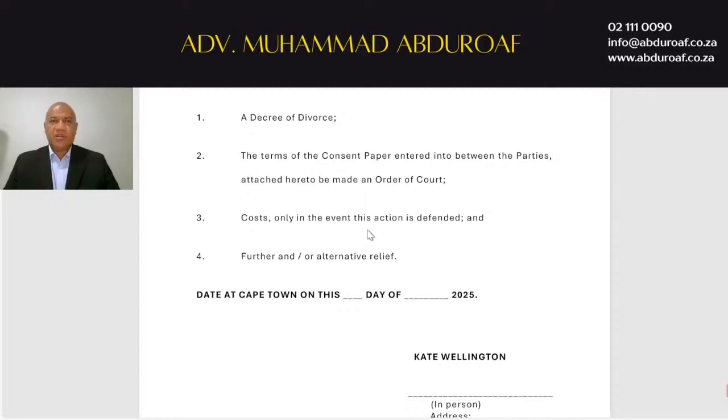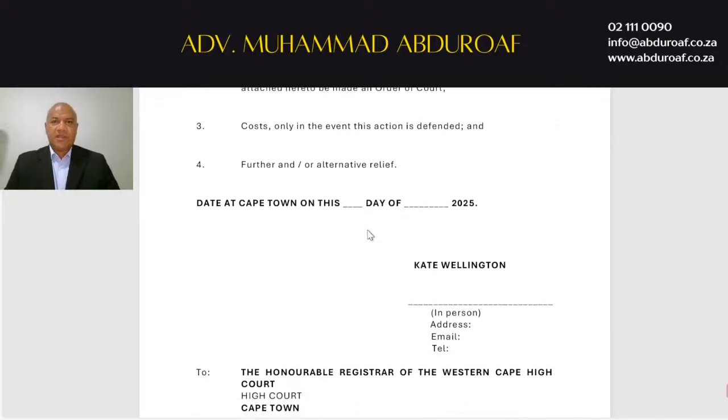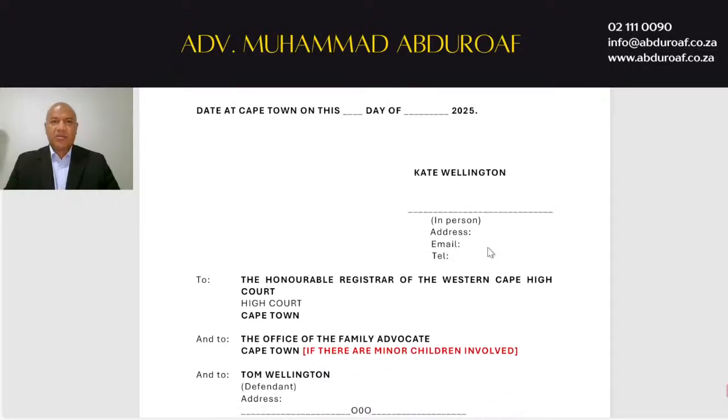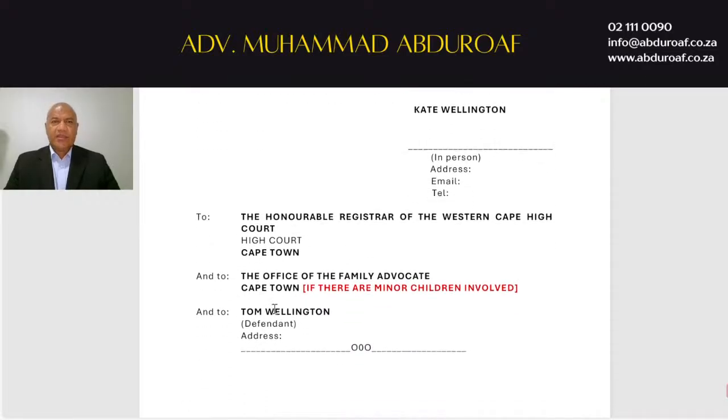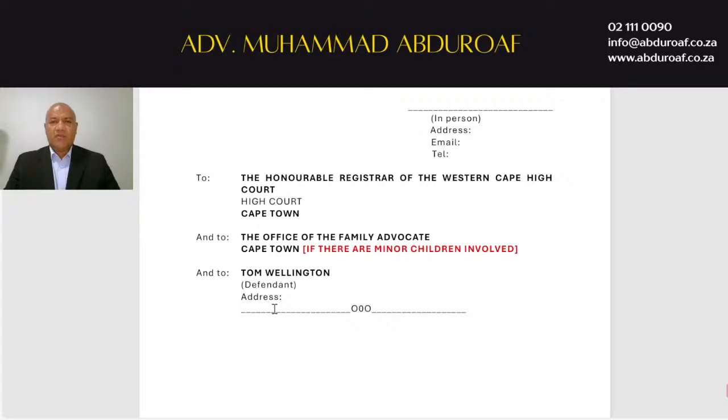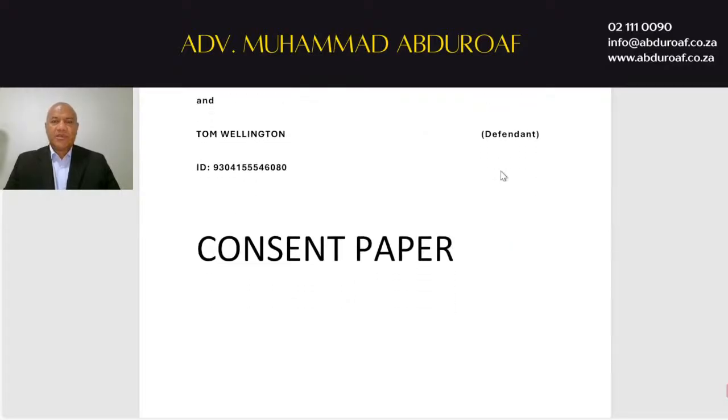It's possible that Tom may say, you know what, I no longer want this consent paper, I'm defending this divorce, which could be problematic because he entered into a consent paper, and further an alternative relief. And then again, Kate signs this document. It's sent to the High Court, the Office of the Family Advocate if there are minor children involved, and of course to Tom. Now let's deal with the consent paper.